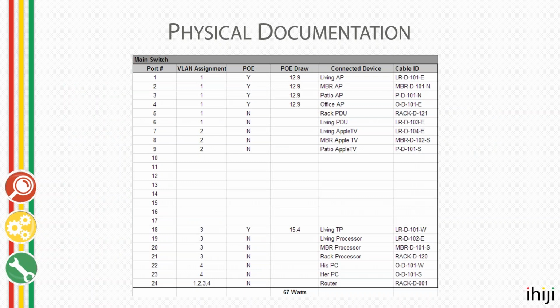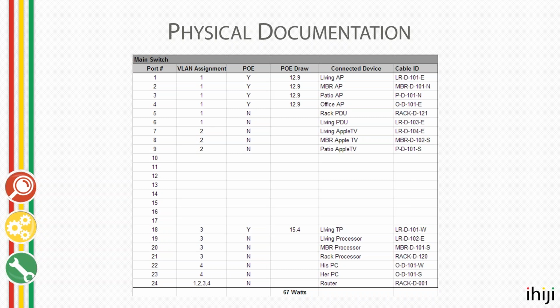So I'm going to take a minute to talk about good documentation. This is what a starting point for good documentation looks like. You need to start at the physical level, and that includes all of your ports, what devices plug into it, what the cable ID of the cable plugged into that port is, and what VLAN is associated with it. Is it PoE? And if it is PoE, what's the draw?